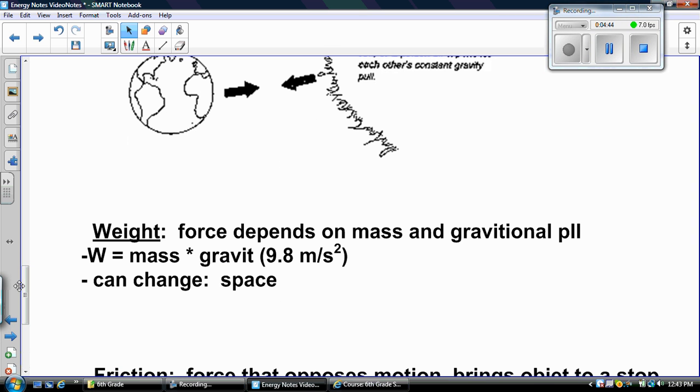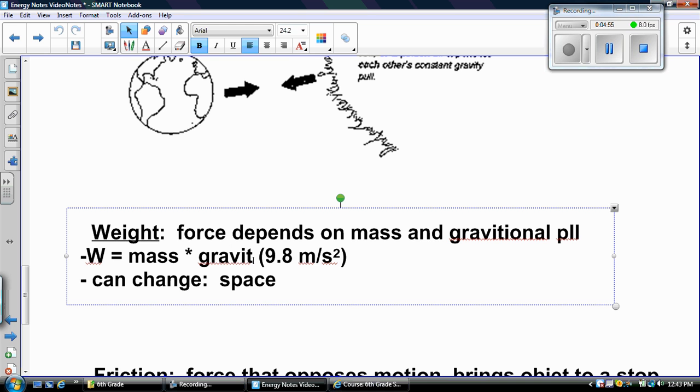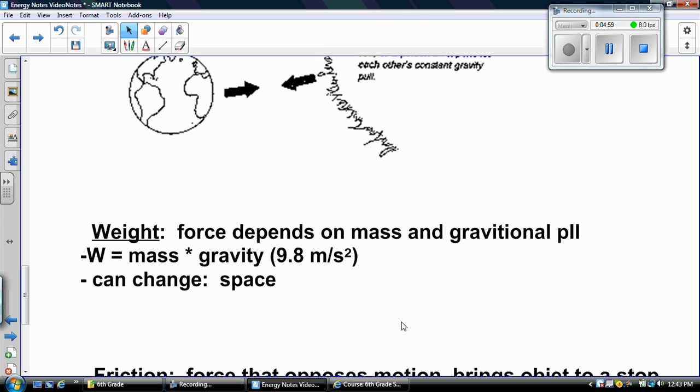Okay, weight is a force that depends on mass and the gravitational pull. So weight is mass times gravity. Here on Earth, the gravitational pull is 9.8 meters per second squared. That's in terms of acceleration. So when you step on a scale, it takes your mass and multiplies it by 9.8 meters per second squared, and that's how we get our weight.